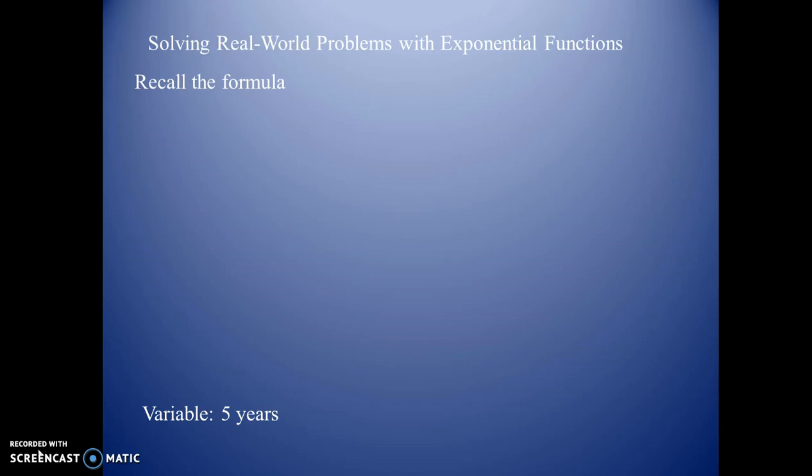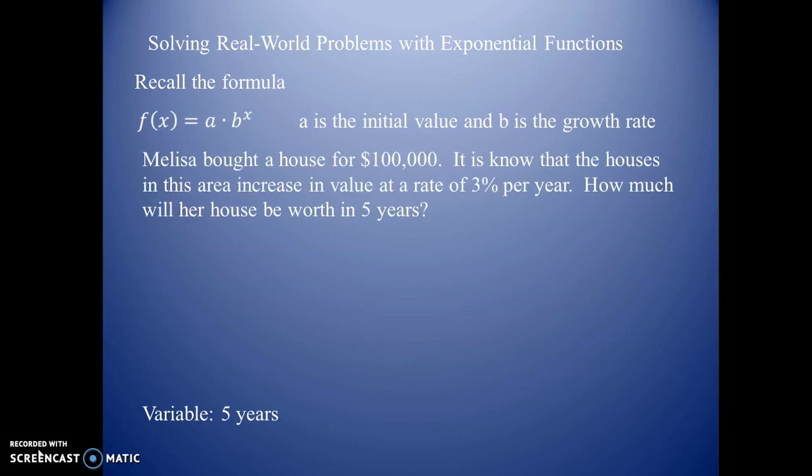All right. So when are we ever going to use this, right? It's what you're always asking, so let's do a couple real world problems. Here's our formula again. F of x equals a times b to the x power. A is the initial, b is the growth rate. So if I had a question, it says Melissa bought a house for $100,000. It is known that the house in this area increased in value at a rate of 3% per year. How much will the house be worth in 5 years?